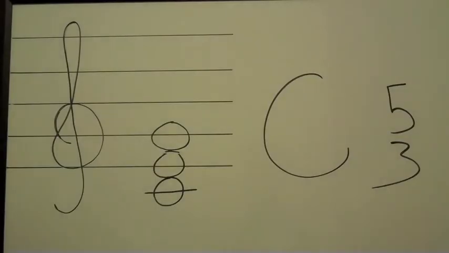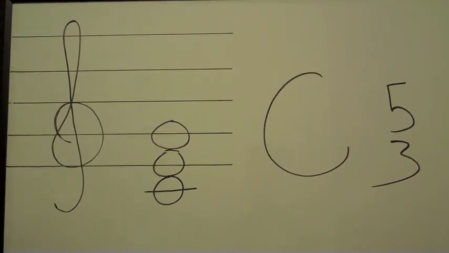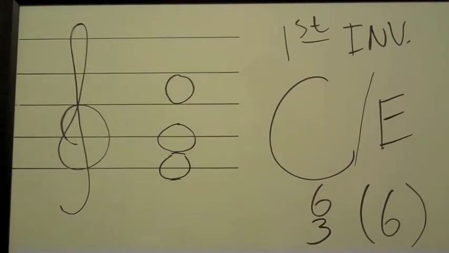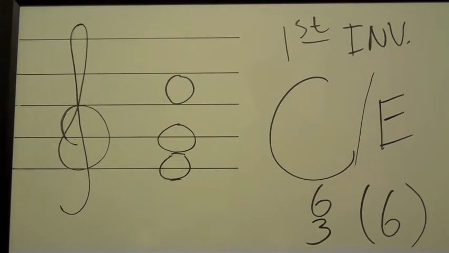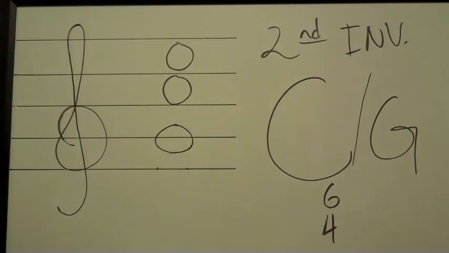Here we have C major. It's a root position triad, so it's indicated by a 5 and a 3. It can also be indicated just by a 3 or nothing. Here we have C major in first inversion. It can be indicated by a 6, a 3, or just a 6. Now we have C major in second inversion, which is indicated by a 6-4.